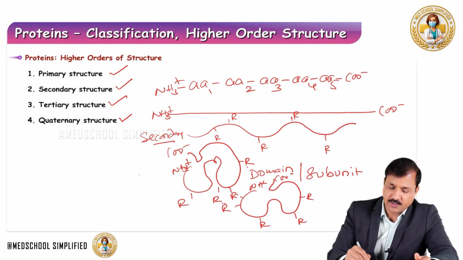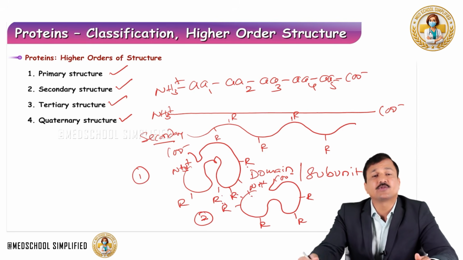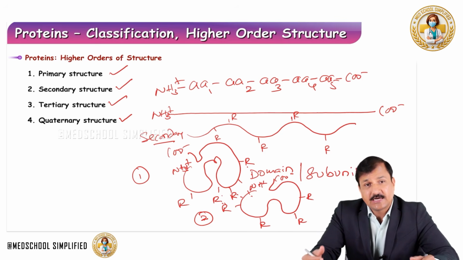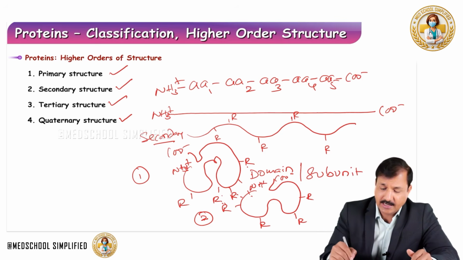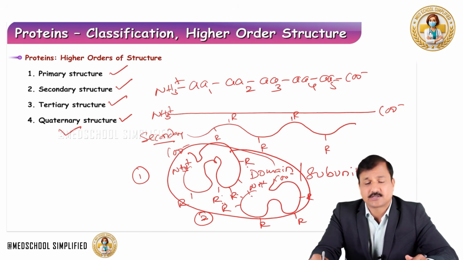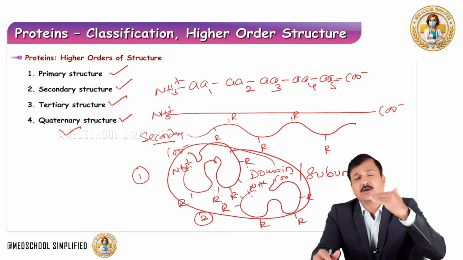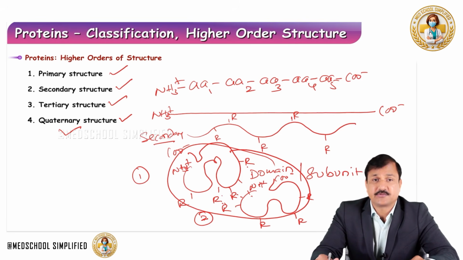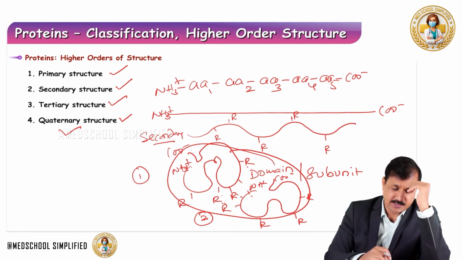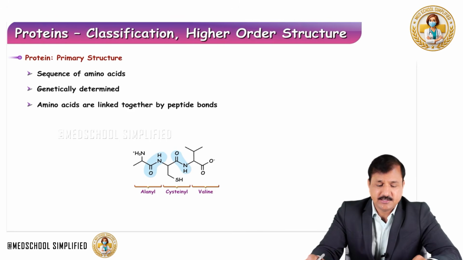So the R group of domain number 1 and the R group of domain number 2, if they interact with one another depending on their side chain characteristics, that entire structure is now referred to as a quaternary structure. So this is how higher order protein structure classification is done: primary, secondary, tertiary and quaternary structure. Remember that.